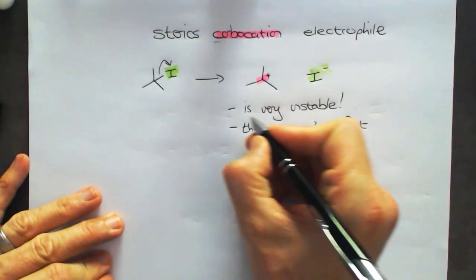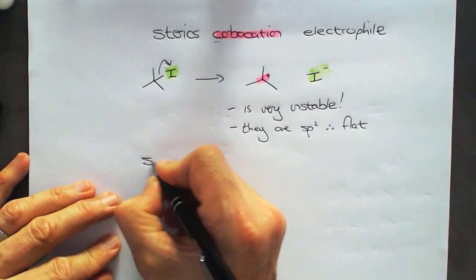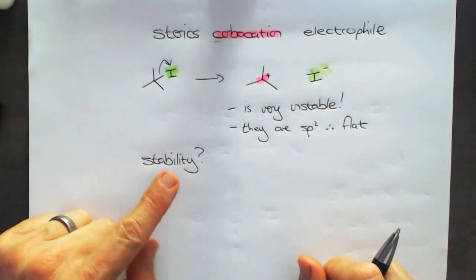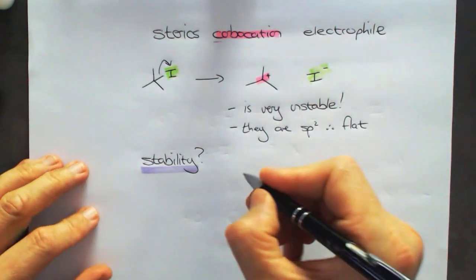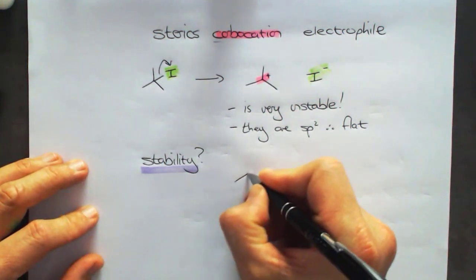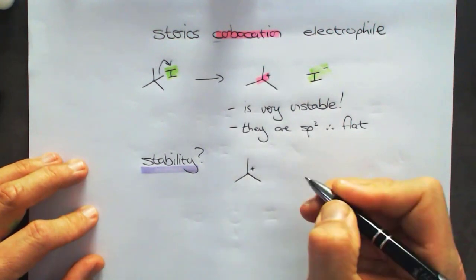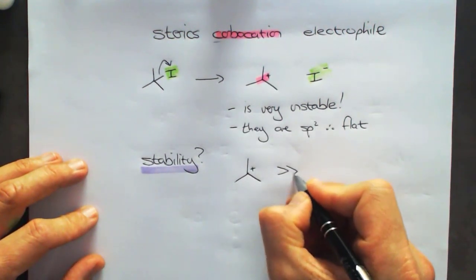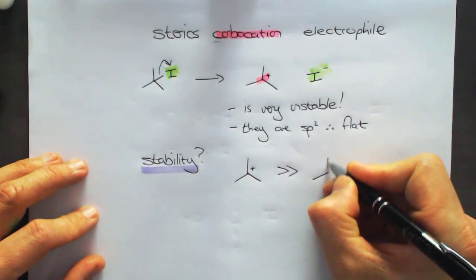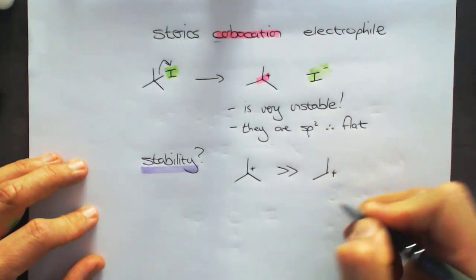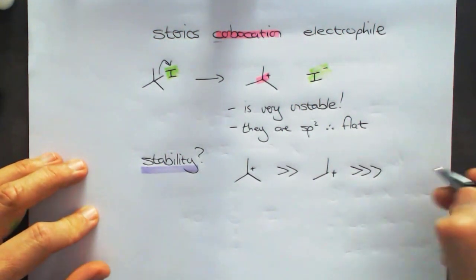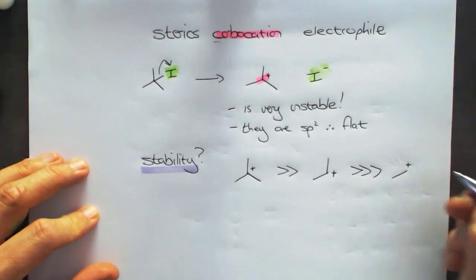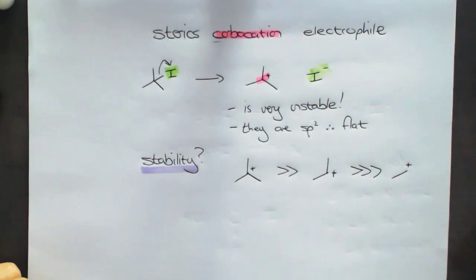So, if they're very unstable, are there different degrees of stability? And the answer to that is yes. We can look at different stability of carbocations. And the interesting thing is, very simplistically, a tertiary carbocation is a whole lot more stable than a secondary carbocation, which is also a whole lot more, by huge orders of magnitude, more stable than a primary carbocation.